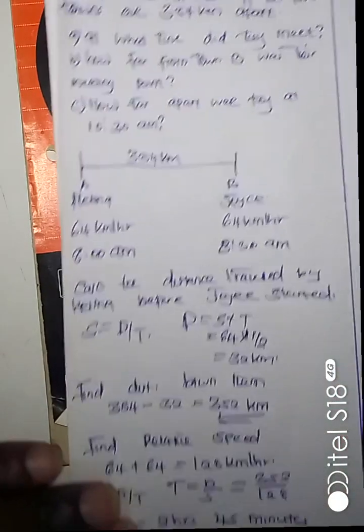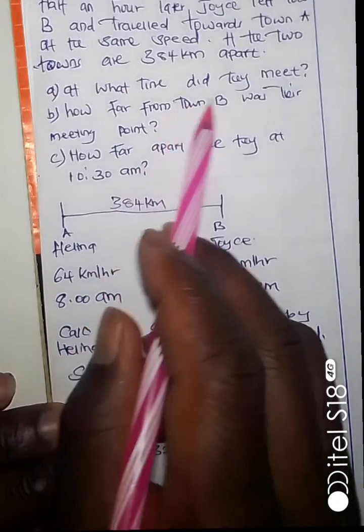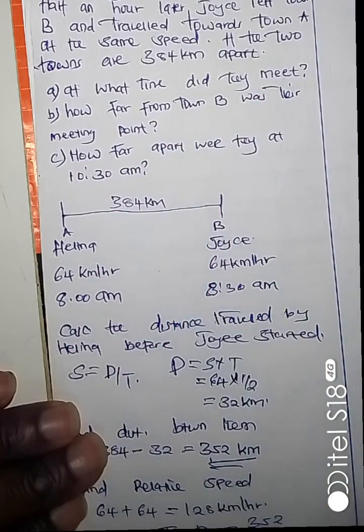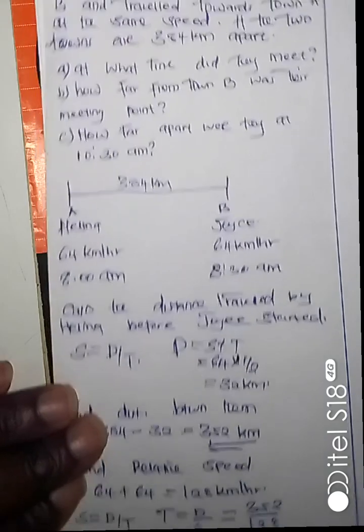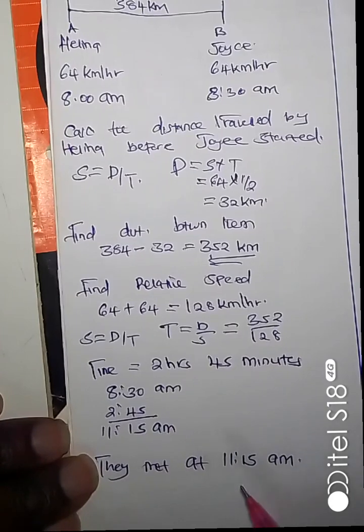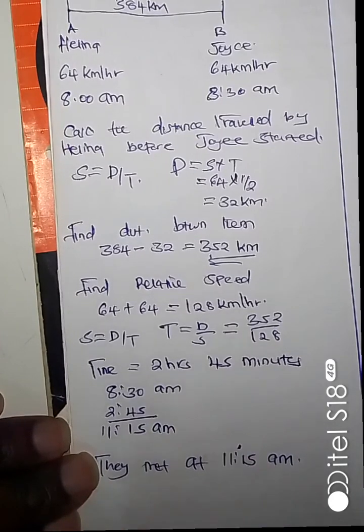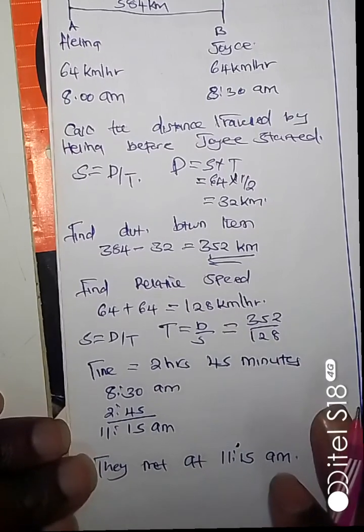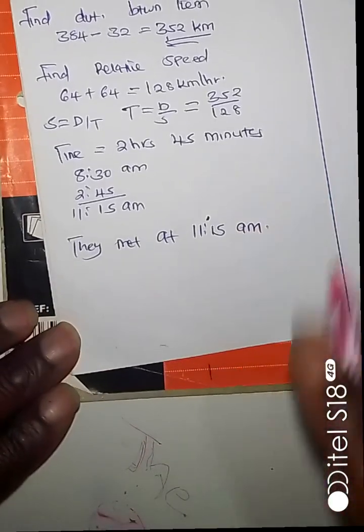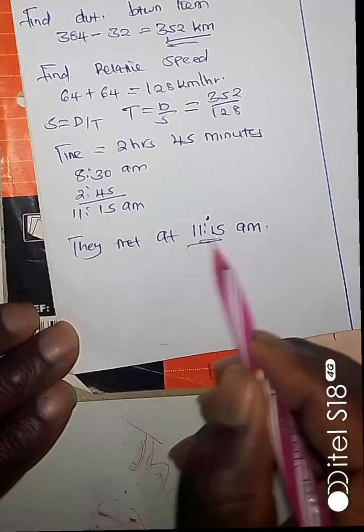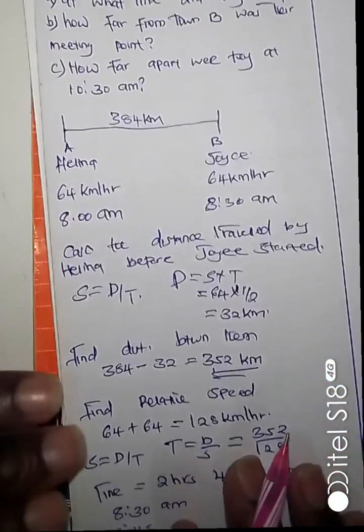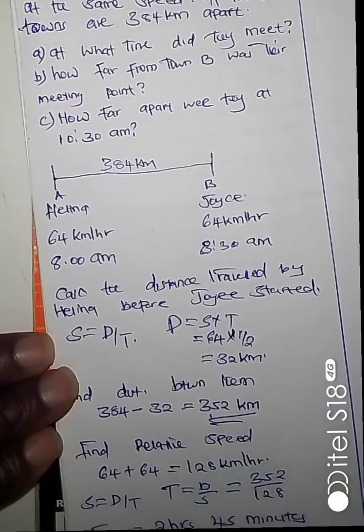Now we need to find our B. Okay, this is our question. We have found here question A, that is, at what time did they meet? We have already found that it is 11:15 a.m. Now, how far from town B was their meeting point?